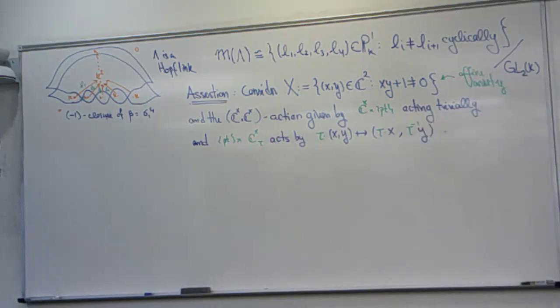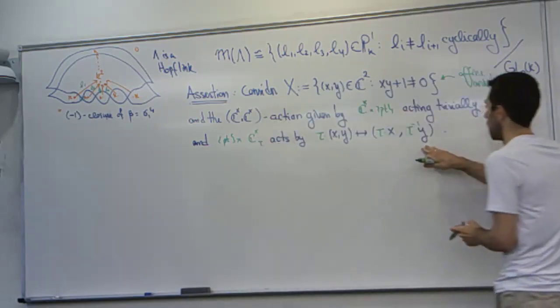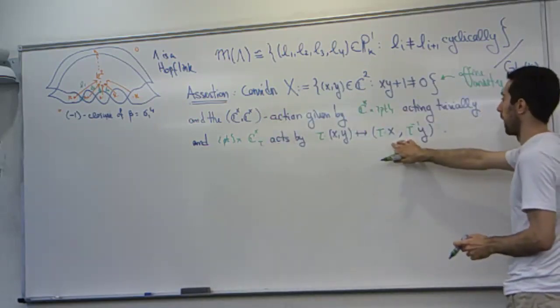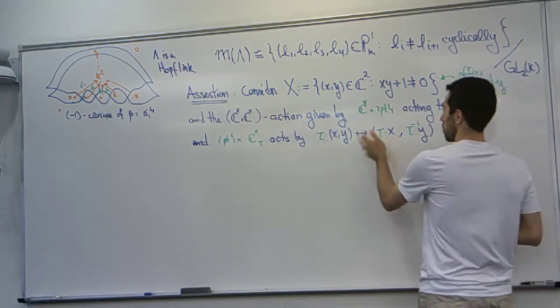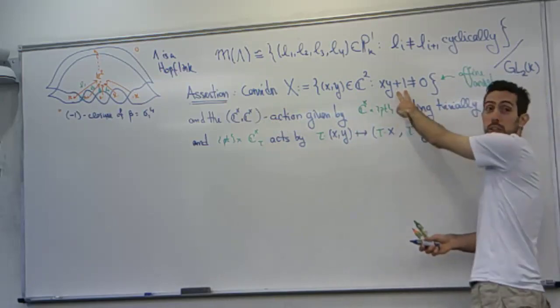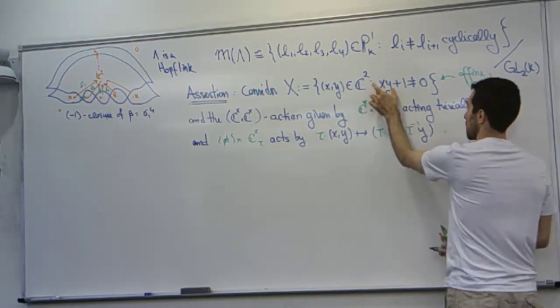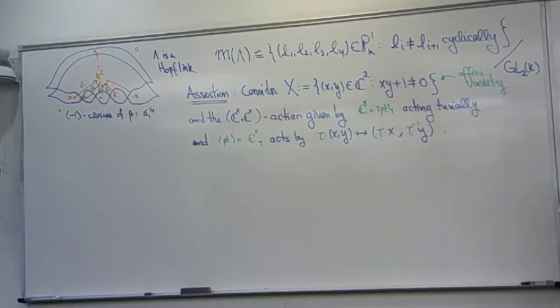This action comes from somewhere. I could expand for a while on where it comes from, but it is an action that does exist in this space. And why is it a well-defined action? Well, it certainly acts on C2 in general, but you want to make sure it preserves this condition. If I multiply x by tau and y by tau inverse, then this stays exactly the same, so that condition is preserved. Are we okay with that?